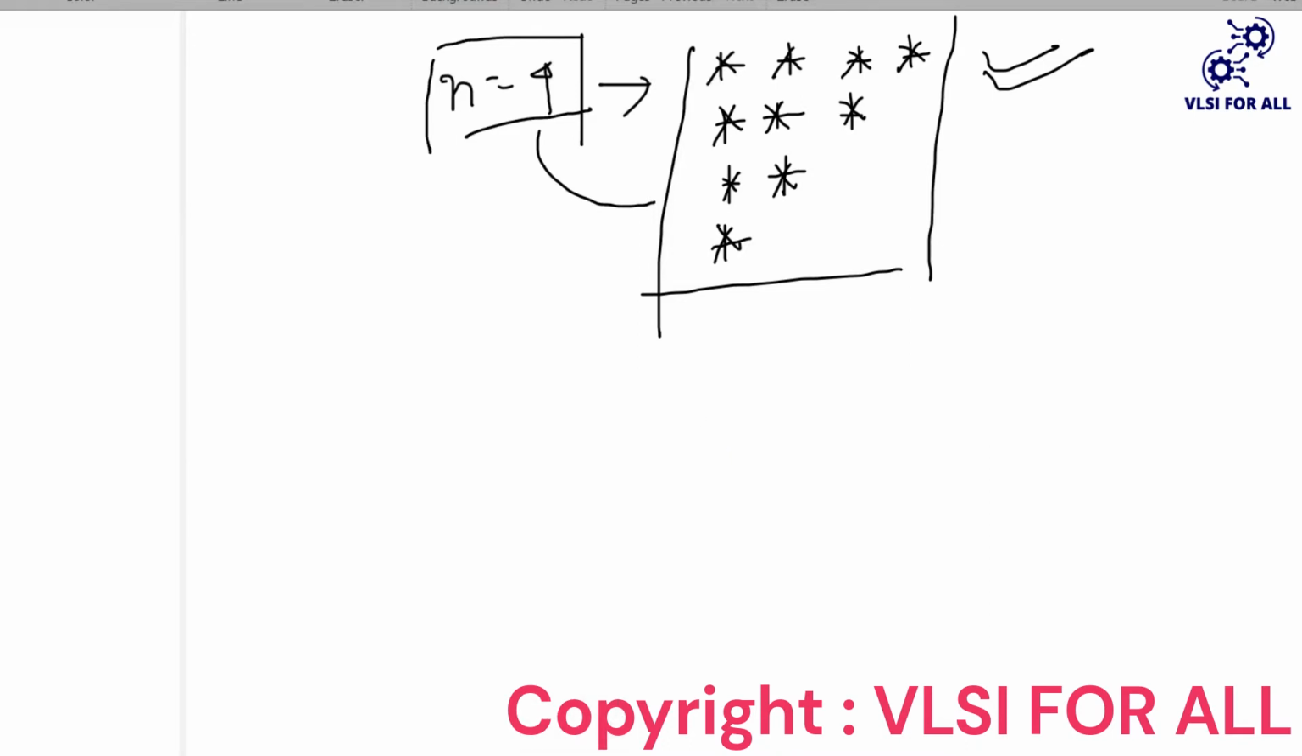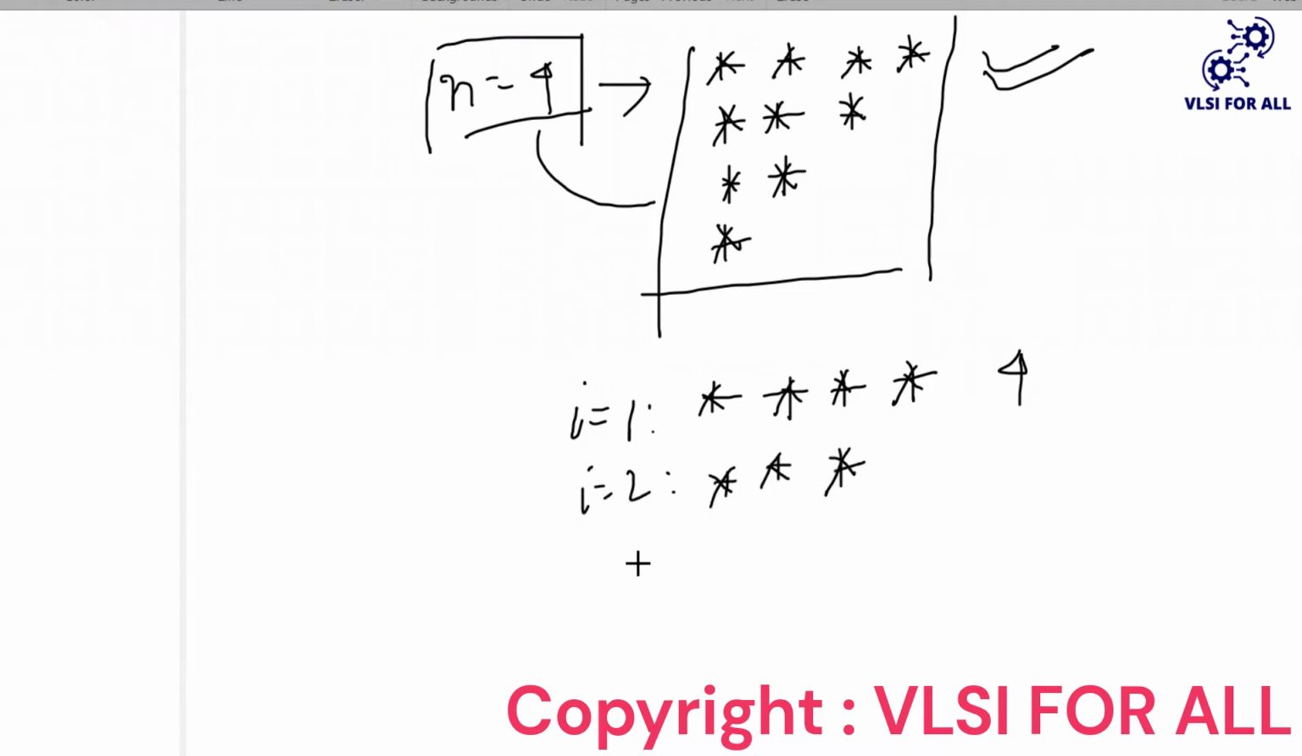How many lines first, and then judge what is the content of each line. For i equals 1, the first line, how many stars are we printing? The content that gets printed is stars. For i equal to 1, we are printing 4. For i equal to 2, how many stars? 3. For i equal to 3, we are printing 2 stars. For line number 4, we will be printing just a single star, correct?